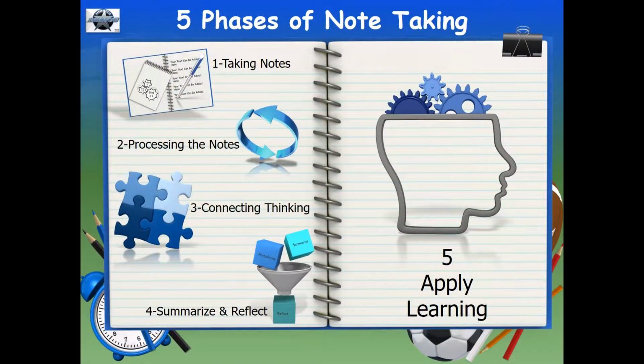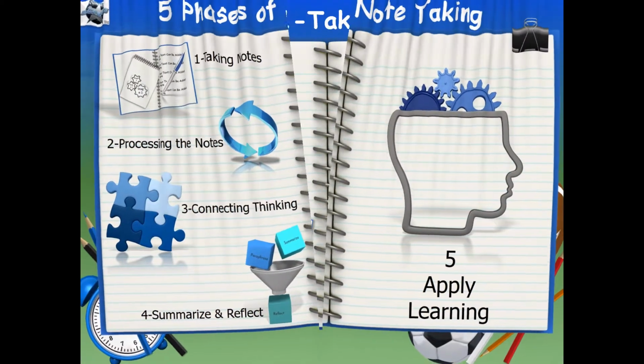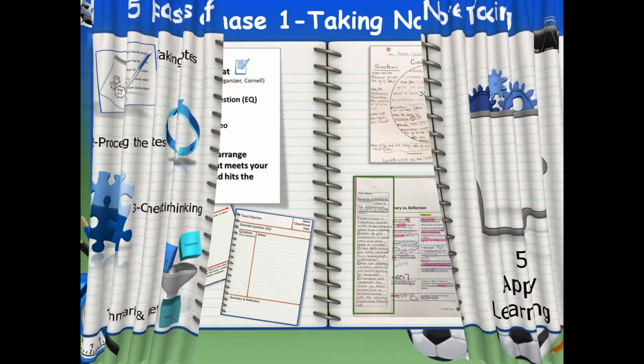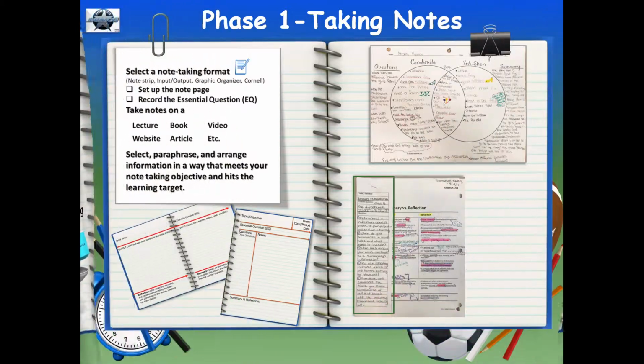These are the 5 phases of note-taking: take notes, process notes, connect linking, summarize and reflect, and apply learning. Most importantly, remember that the format of the notes depends on the teacher. What you do with your notes is what really matters.